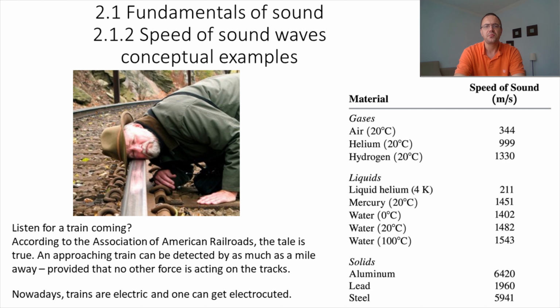You probably have seen this in movies where the character is listening close to the track to hear if there is a train coming. This is because the speed of sound in solids is faster than in gases, so the sound travels faster in the rails than in the air. Apparently that is true. You can hear a train approaching. According to the Association of American Railroads, an approaching train can be detected by as much as a mile away, provided that no other force is acting on the tracks. Now, of course, nowadays trains are electric, so you could get electrocuted. So please don't do this. Safety first.